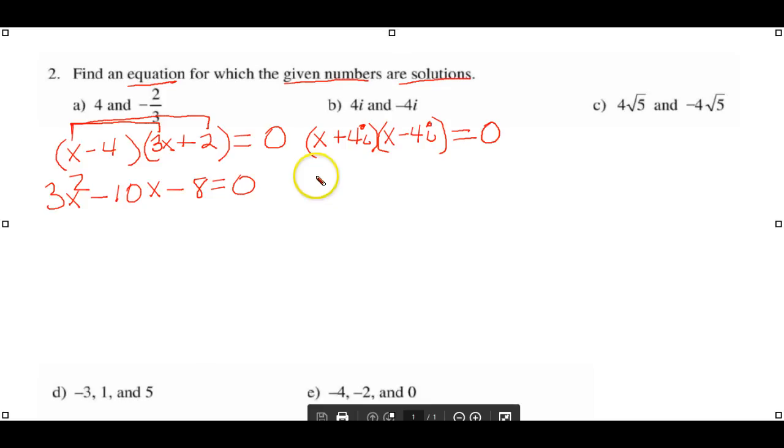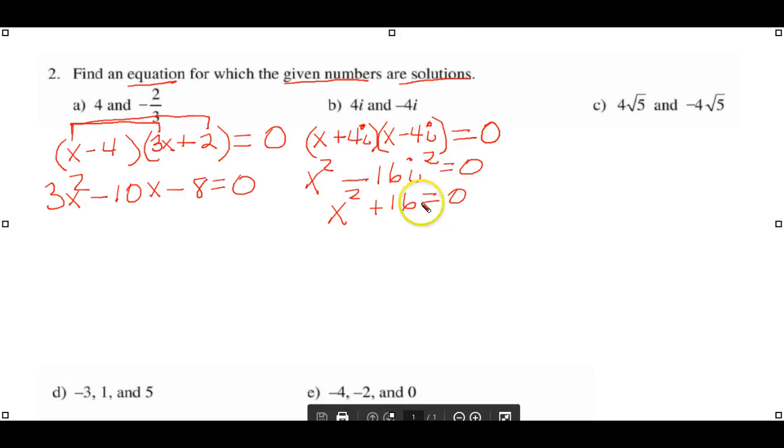Well, when we FOIL it, we get x squared. Now notice your middle terms are going to cancel out, and you're left with a negative 16i squared. Now, what did we say i squared was? A negative 1. So this will become x squared plus 16 equals 0.